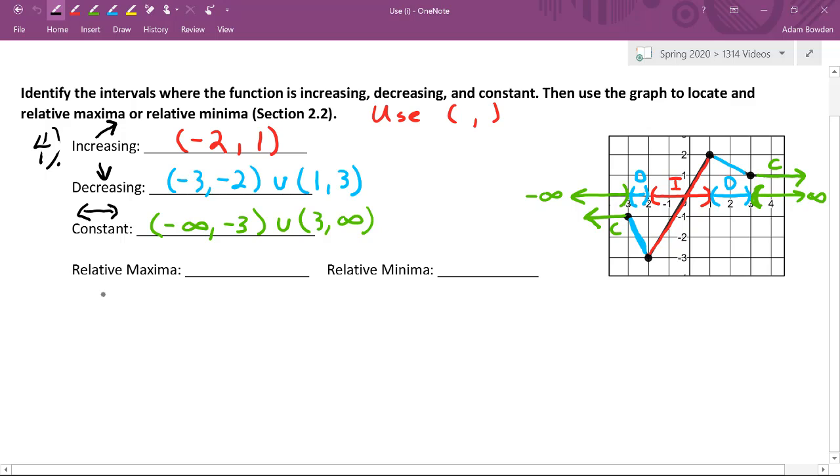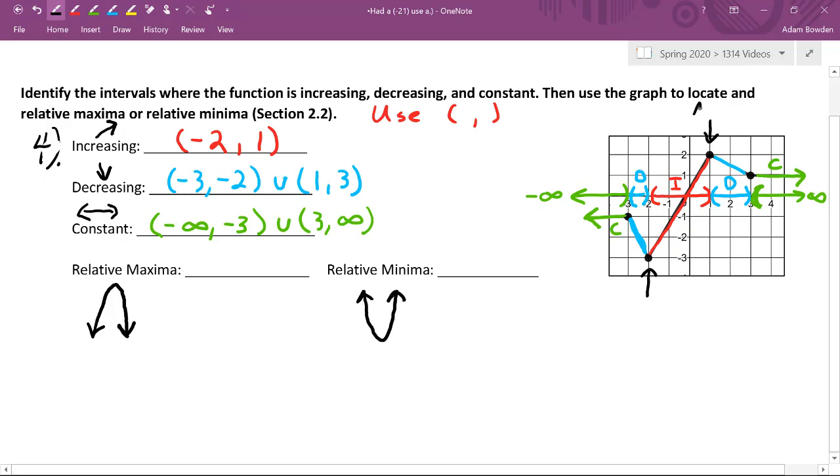Now for relative maximums and relative minimums. Relative maximums are where the graph goes up to a point, turns around, and comes down. Minima are where the graph goes down to a point, turns around, and comes back up. So for us, there are two of those kinds of points here.